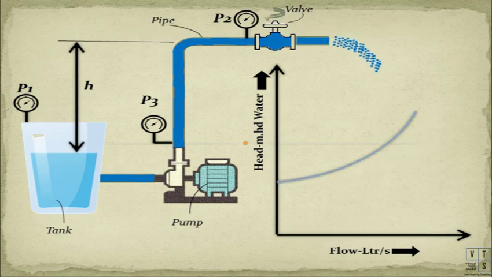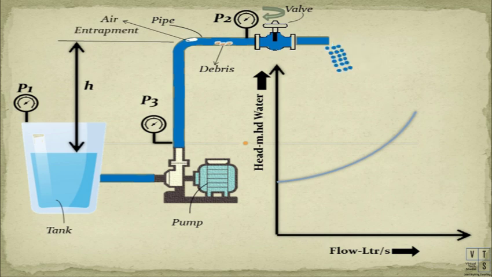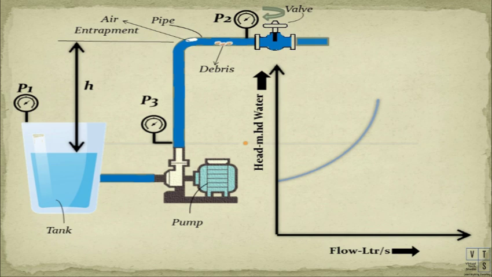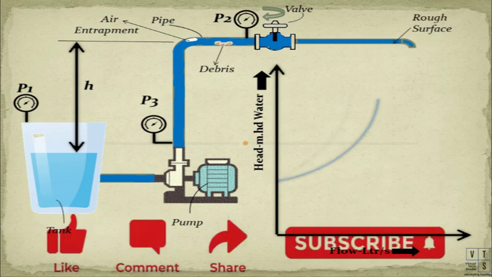And if we close the valve, or there is some restriction to flow, like debris or air entrapment in the system, total losses in the system increase. Then the slope of the curve increases. Similarly, if we increase the pipe length, reduce the pipe diameter, increase surface roughness, or add more fittings in the system, the slope of the curve increases further.